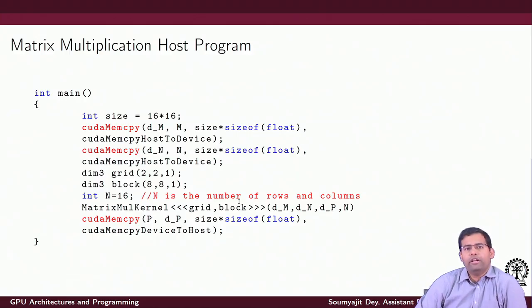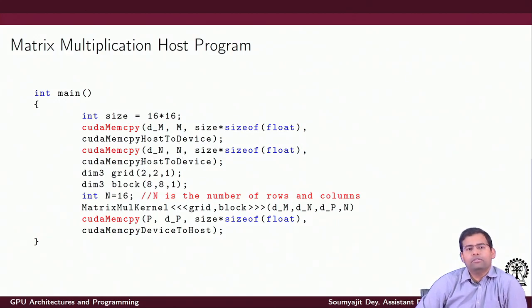For the CUDA variant, as we know, there has to be a host program and a device program. So this is how the main will look. You will have a CUDA memcopy, because we need to send the input matrices M and N to the GPU side for doing the matrix multiplication. So we execute these CUDA memcopy commands and use them to send the matrix M as well as the matrix N to the GPU.